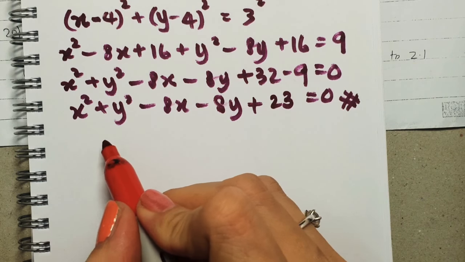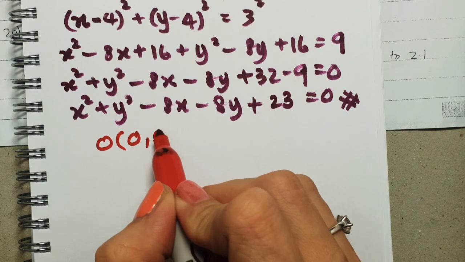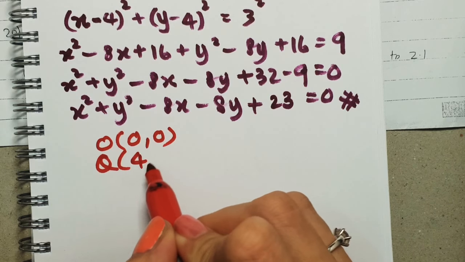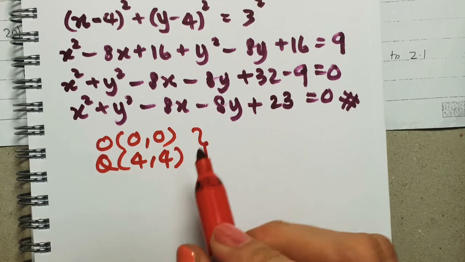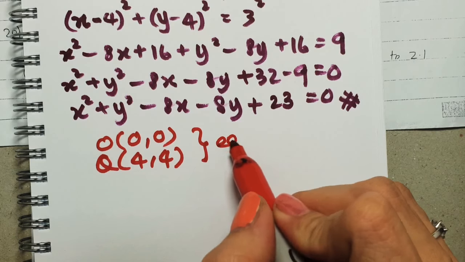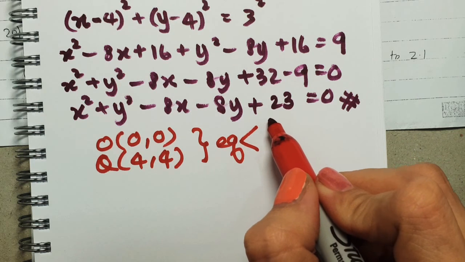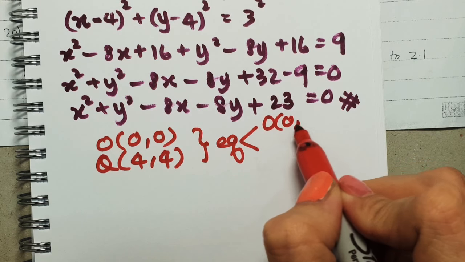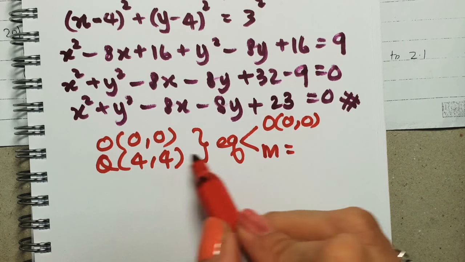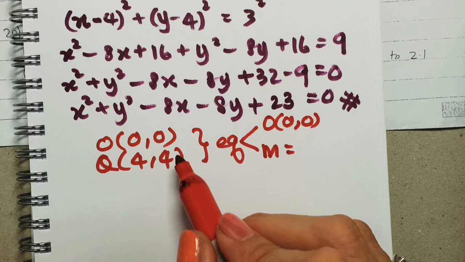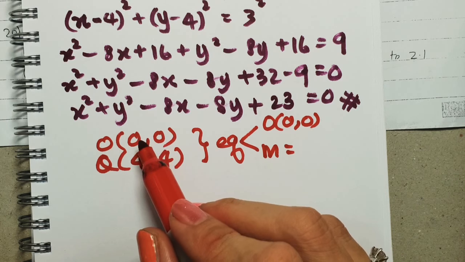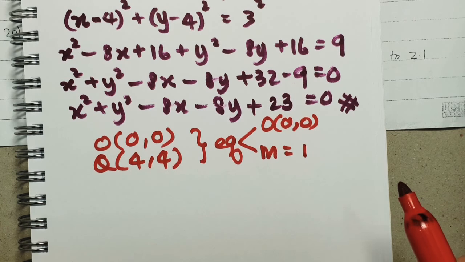Form the equation first. The origin is (0, 0). The point Q is actually (4, 4). In order to find the equation, we have to get one point. I take the origin as the point, and then I have to find the gradient between them. So it will be y2 minus y1 over x2 minus x1. You will notice that the gradient is actually 1.